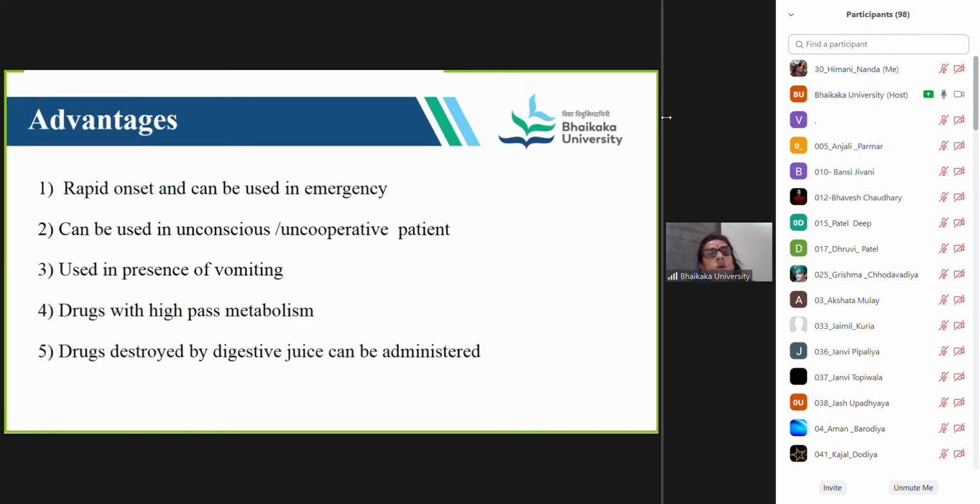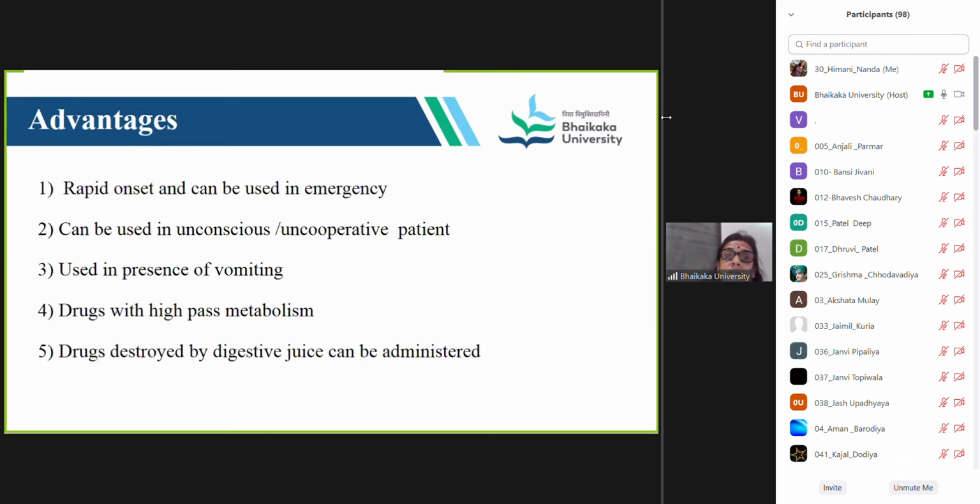What are the overall advantages of the parenteral route? Directly the drug will enter into the blood. You are giving it through injection, so the action will be fast, a rapid onset of action. So it can be preferred in emergency. It can be used in unconscious and uncooperative patients. Especially in the presence of vomiting, here comes the patient's factor. If the patient is suffering from vomiting and could not take drugs orally, the parenteral route can be used.